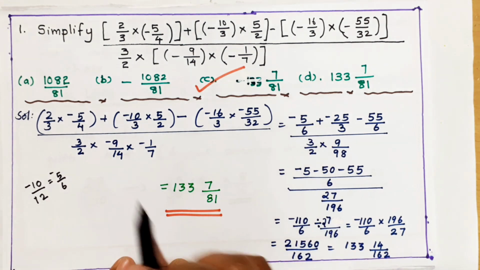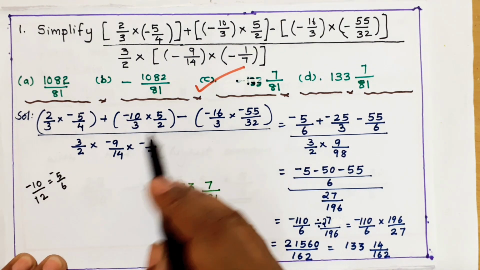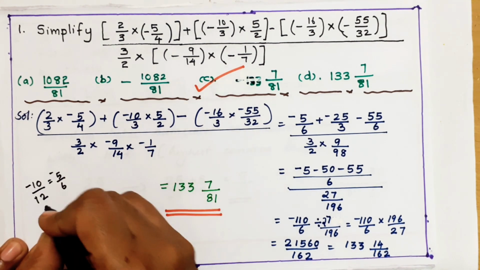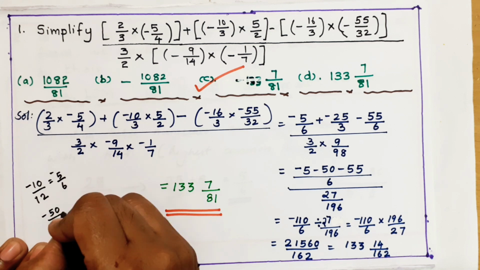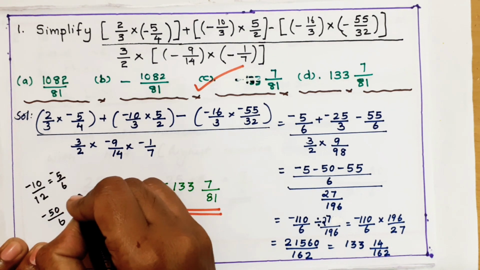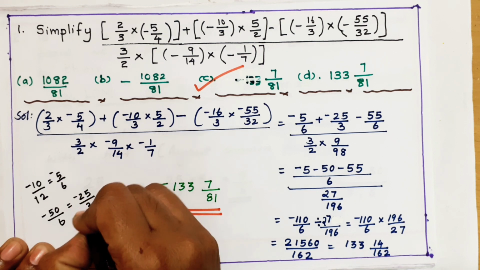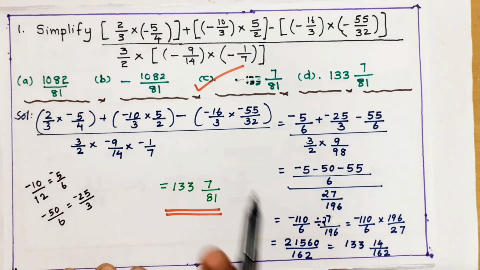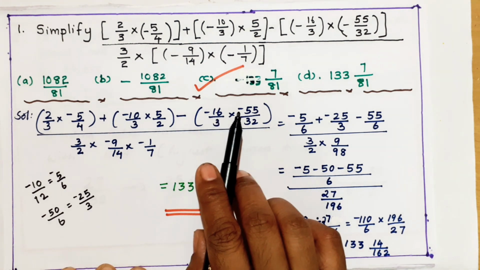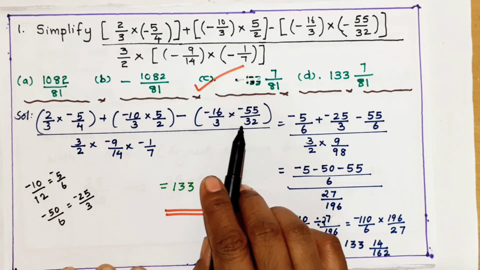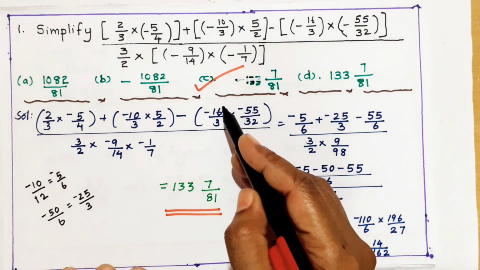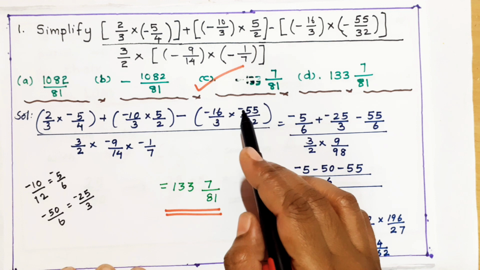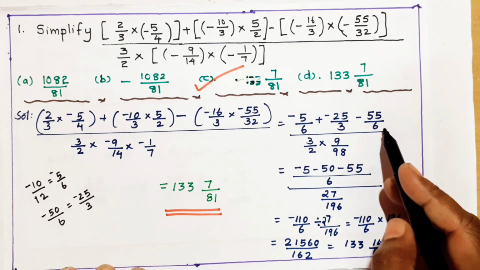Next term is minus 10 into 5 divided by 3 into 2. So minus 10 into 5 is nothing but minus 50 divided by 6. This also if you divide with 2, I can write minus 25 by 3. That is this term, minus 25 by 3. Right? Now, if you see this term, minus 16 into minus 55 by 3 into 32, I can cancel these two terms because 16 into 2 is 32. So, minus 55 by 3 into 2. What is 3 into 2?